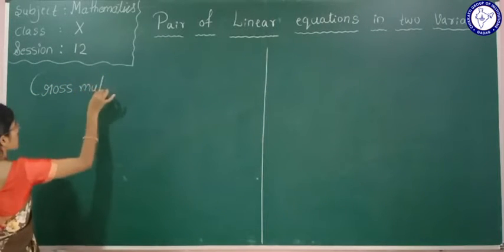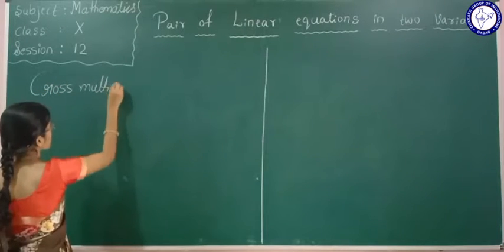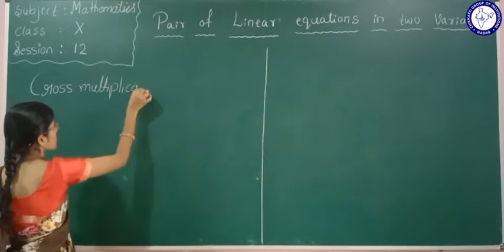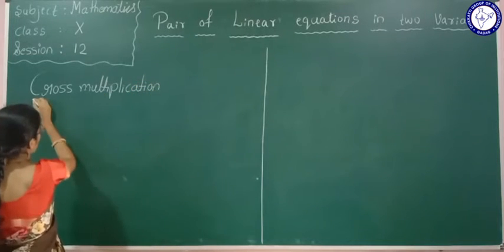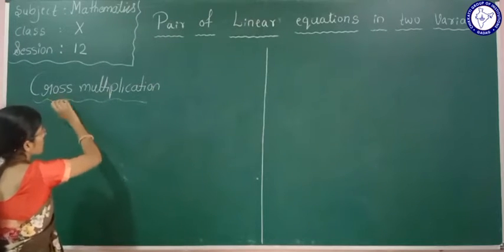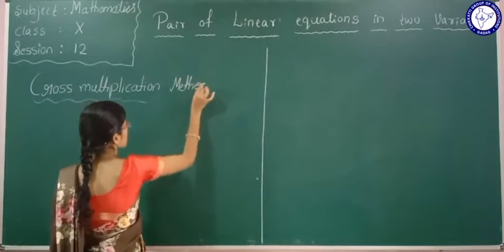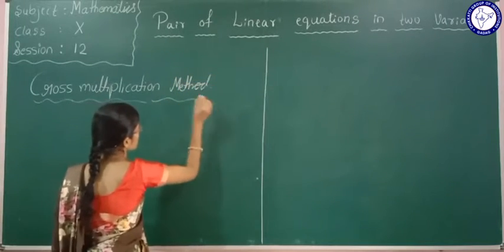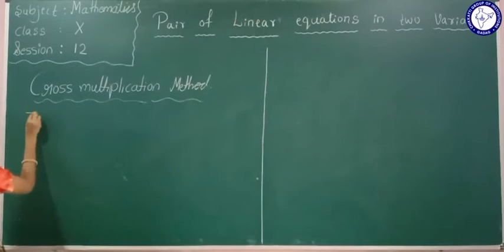Still now we saw algebraic methods of solution of a pair of linear equations, that is the elimination method and the substitution method. In today's class we are going to see the cross multiplication method. This is the third method. Take it as a theorem.